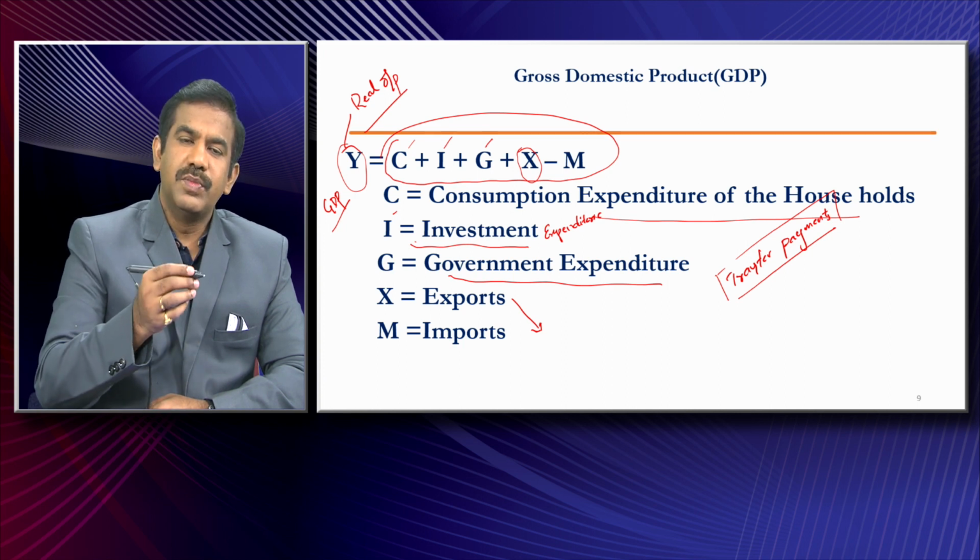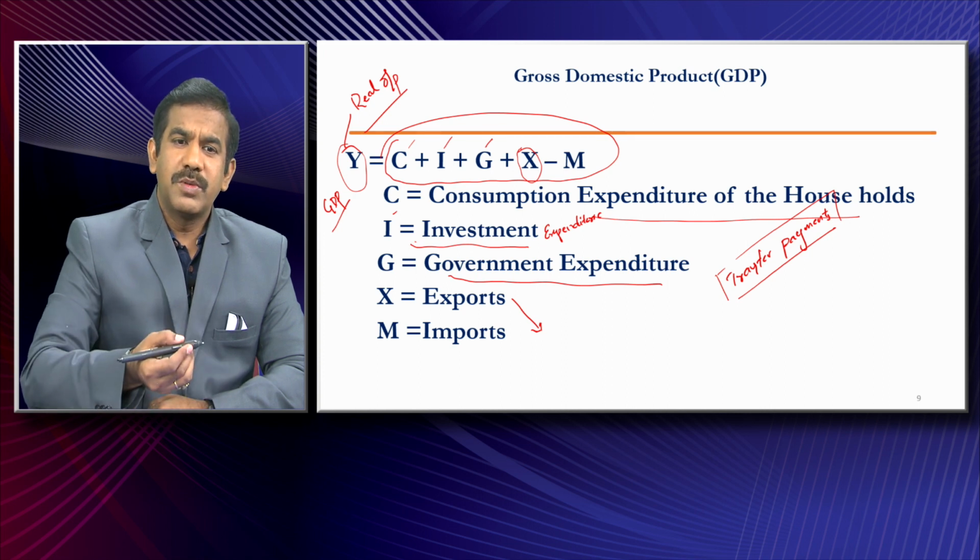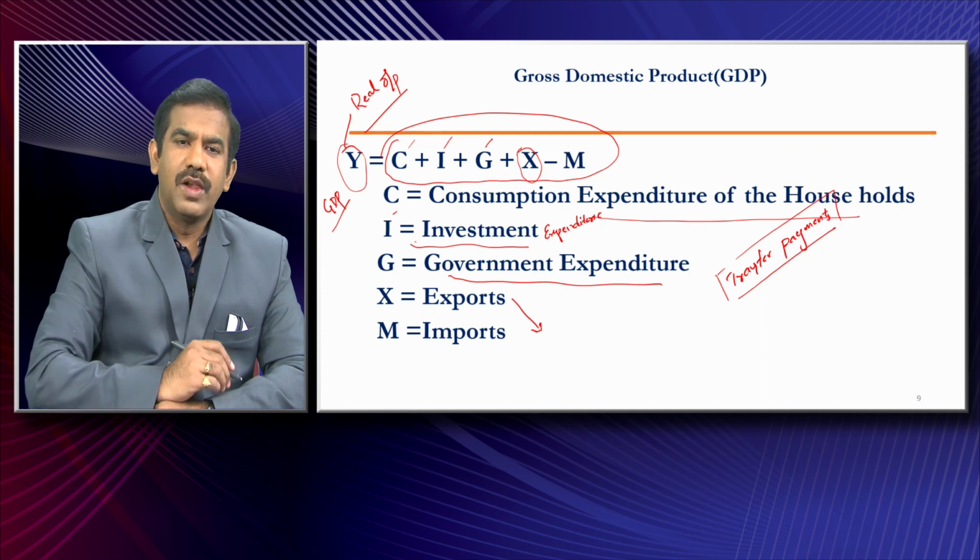So, the simple definition of export is anything that we Indians produce and a foreigner consumes, within my country or outside my country. Import is anything we Indians consume, outside India or within India, but that is being sold by a foreigner.